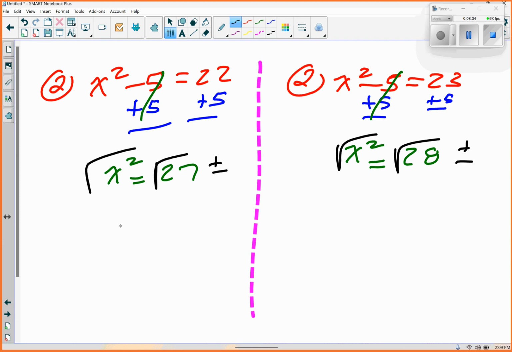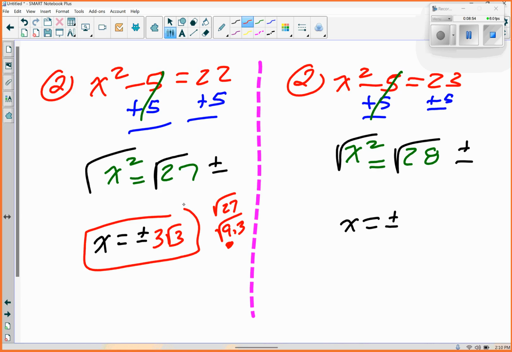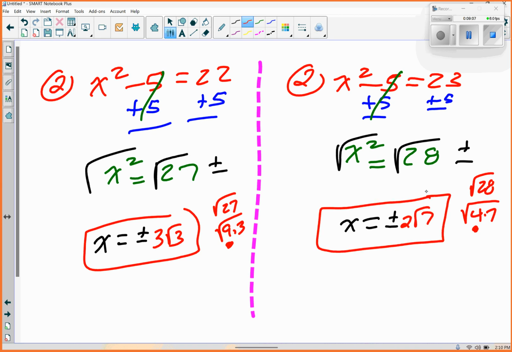Good so far? So I'm going to get x equals plus minus and x equals plus minus. All right. Root 27 breaks down to which one of these perfect squares times something else? 9 and 3. What's the square root of 9? What's the answer to this one? 3 root 3. Plus or minus 3 root 3. Do the same thing here. Root 28. Which one of these numbers breaks down? Good. 4 and 7. Square root of 4 is 2. There's my answers. And you figured out I'm doing each version, right? So make sure you're matching up on yours.